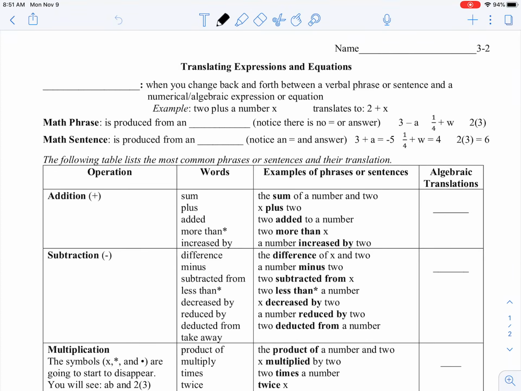Hello and welcome back. Today we're going to be talking about translating expressions and equations, as the title suggests.